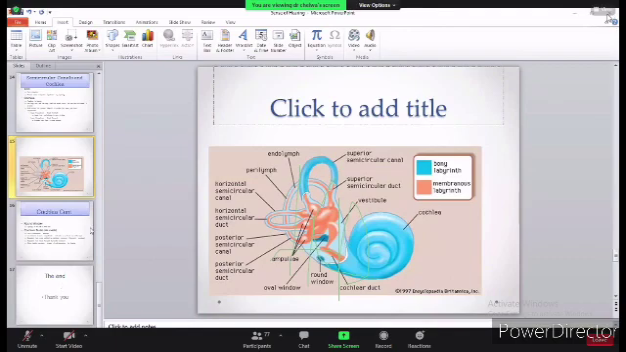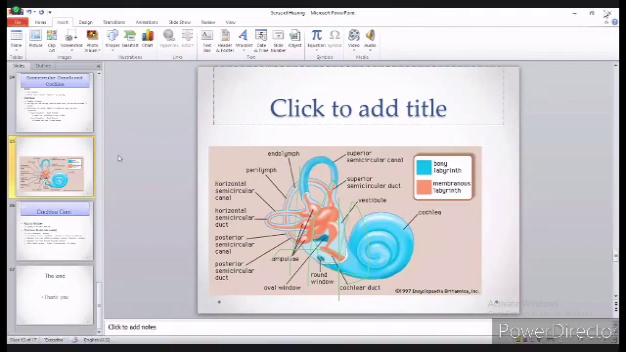And as you go, I want you to remember the difference between the eustachian tube in adults and children.